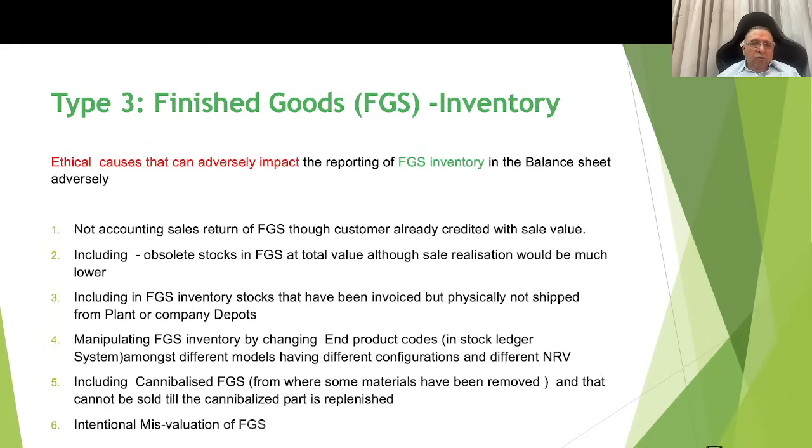Number five, including cannibalized finished goods, that is, those products from which some materials or components have been removed and that cannot be sold till the cannibalized parts are replenished. Number six, intentional misvaluation of the finished goods. So these are the six ethical causes that can adversely impact the reporting.